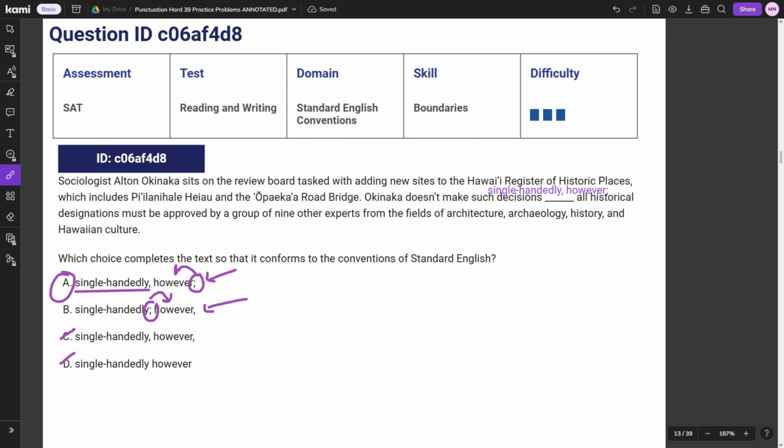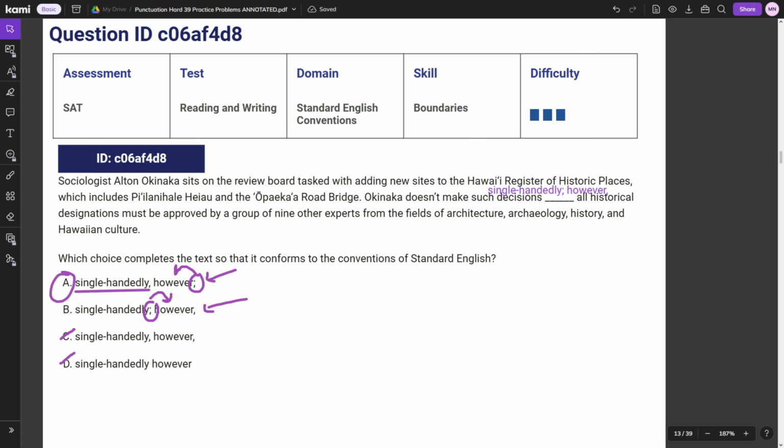Alright, so I plugged in A, now let's read it. This guy doesn't make decisions by himself, however. All of these designations must be approved by a group of 9 other people. So, is this adding on extra information? Well, let's see. He doesn't make these decisions by himself. Let me add more details. These decisions must be approved by a group of 9 other people. Yeah, it's adding on more details. He's not doing it by himself. Actually, there's even more people that need to be a part of that decision-making process. So it would make sense to put that semicolon after the transition word.